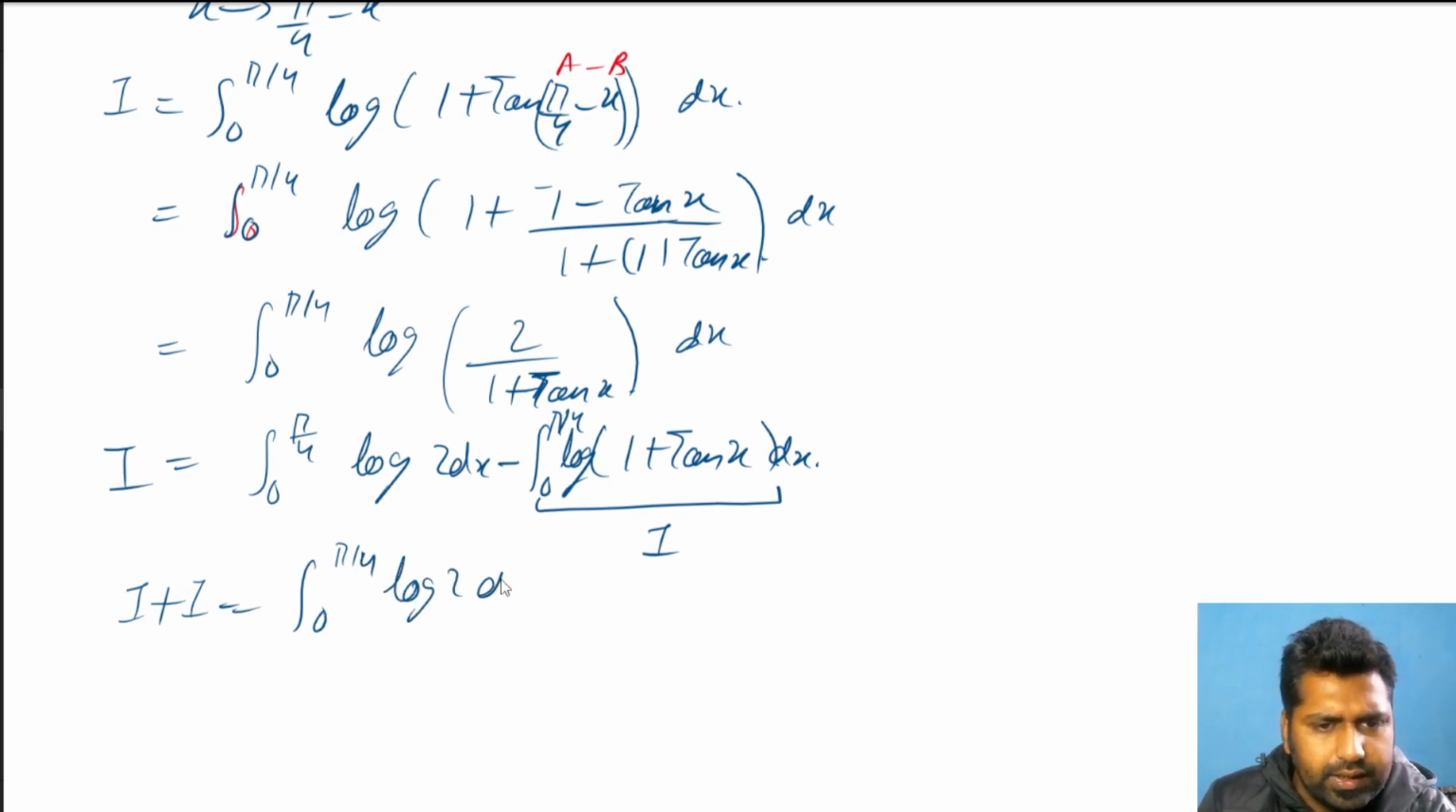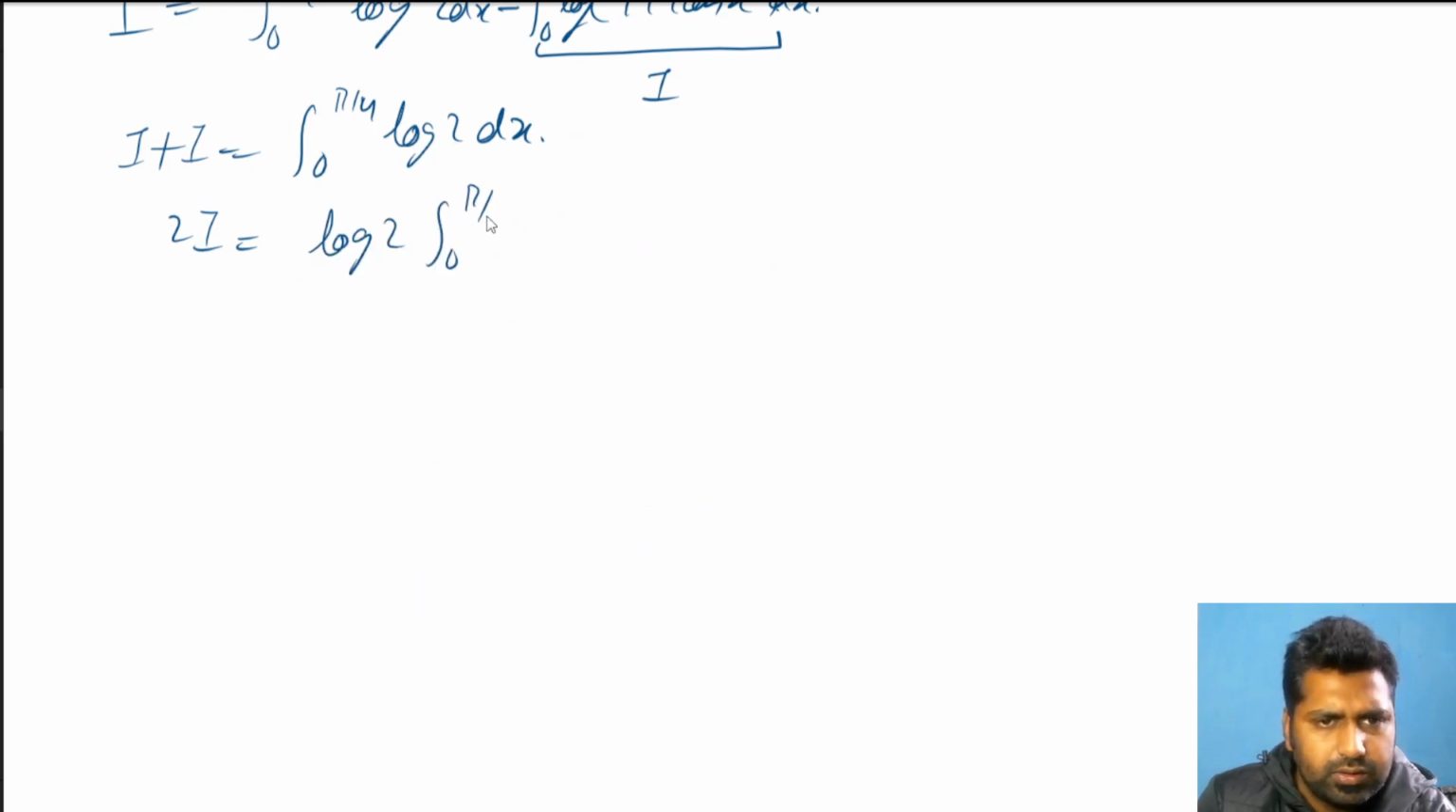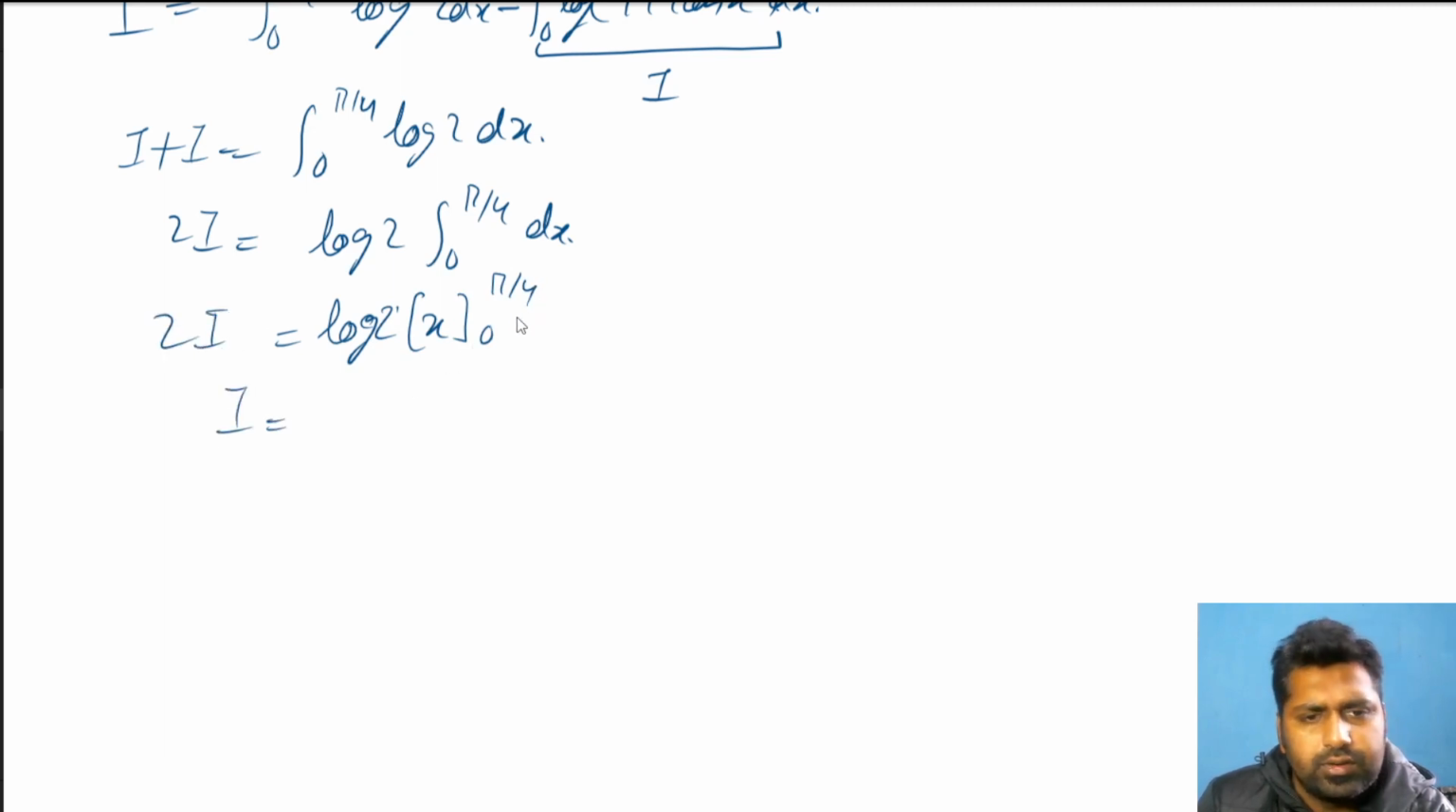log 2 dx. Log 2 is constant, so we don't have to solve. So 2I is equal to, take this log 2 outside, integration 0 to pi by 4 dx, log 2. What is the integration of dx? It is x, limit 0 to pi by 4, log 2 is outside. So I is pi by 4 minus 0, so only pi by 4, divided by 2, pi by 8. So pi by 8 log 2.